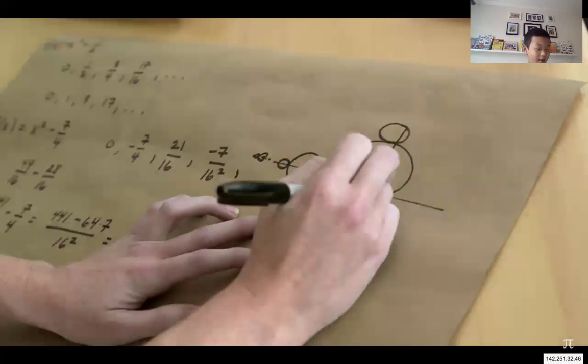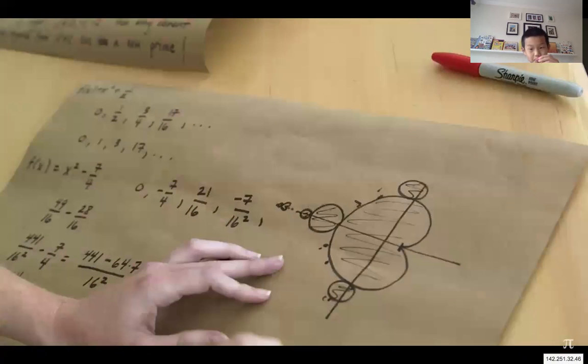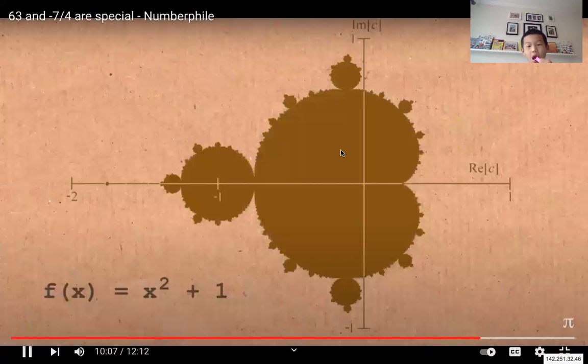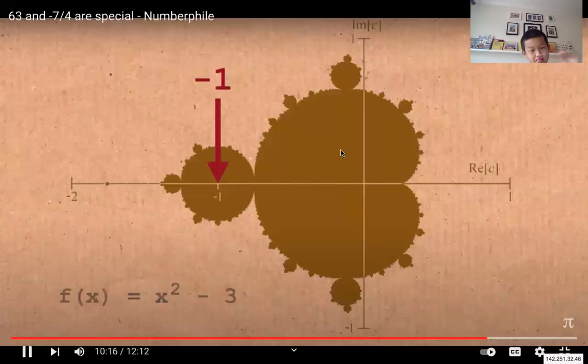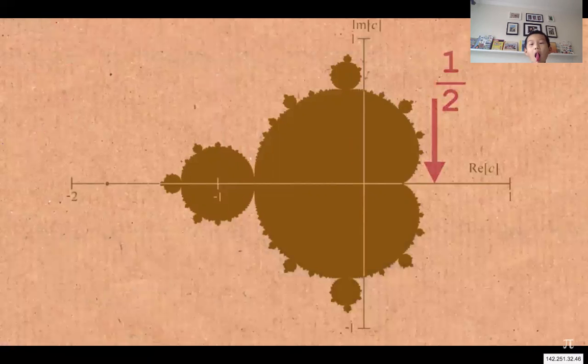So this is a picture of the complex numbers, and I'm interested in the numbers that are inside of this set. Let's look at the values of c that we've done this computation for. First, we did x squared plus 1. 1 is over here. We also did minus 1. Minus 1 is over here. We did minus 3, which is well outside of this set. We did 1/2, which is also not inside this set. But minus 7 over 4, it is inside of this set.